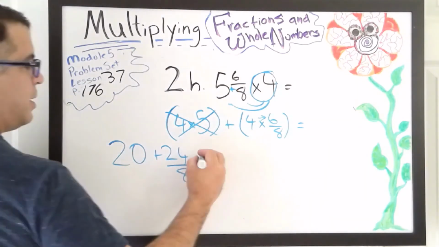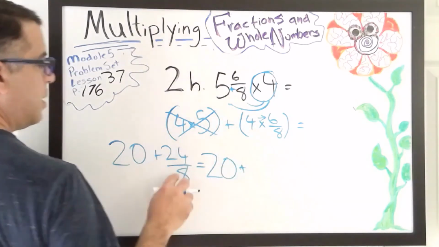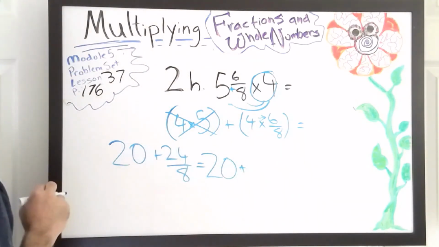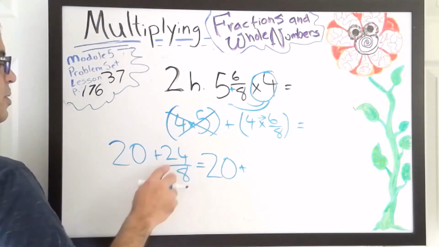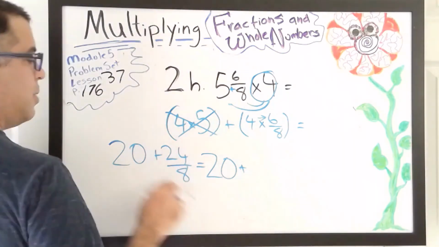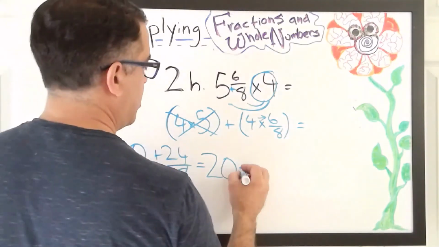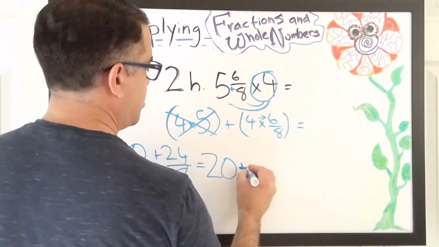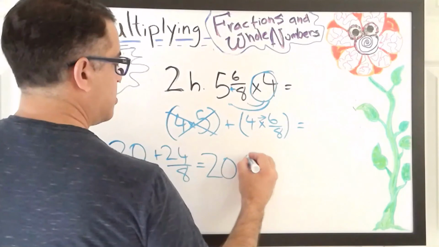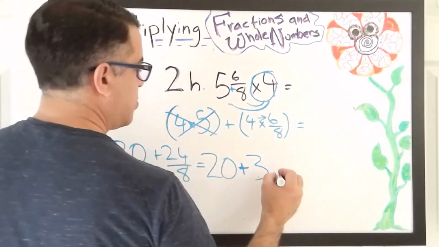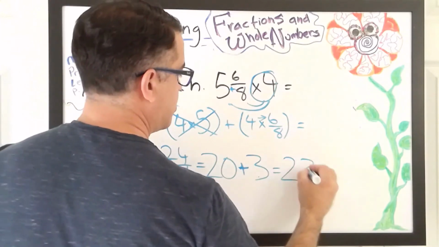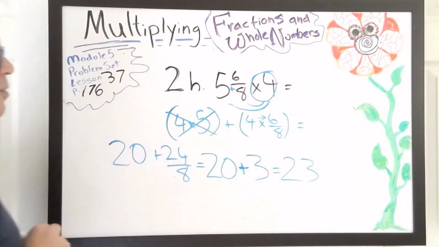How many sets of 8 are there in 24? Or what is 24 divided by 8? Well, 8 times 3 is 24, and I don't think there's any remainders here. There's no mixed number. So 24/8 equals 3. And 20 plus 3 equals 23. So sometimes your answer is already converted for you.